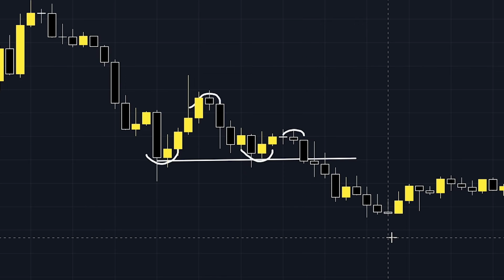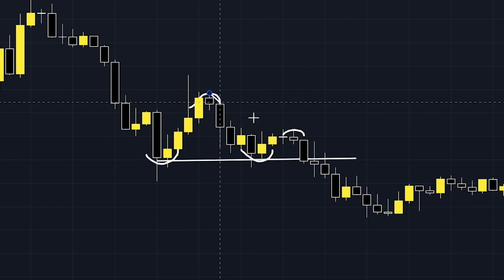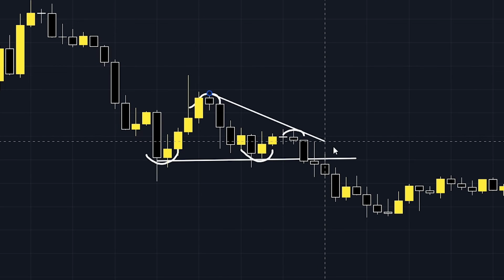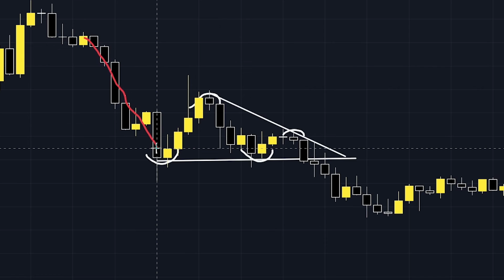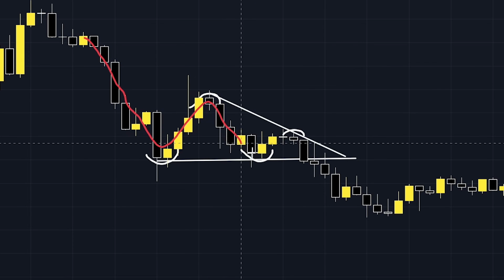Okay, guys, pay attention. Our second high is lower than the first one. Okay, we will connect these two with the trend line as well. And I'm gonna continue this trend. This is our descending triangle. And since a downtrend enters this pattern, a downtrend will exit.